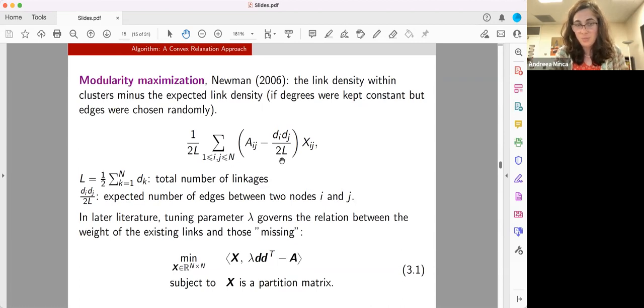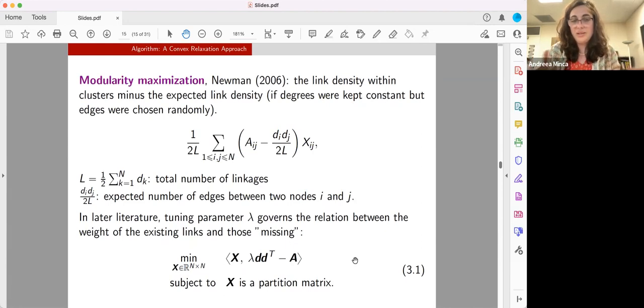A tuning parameter has been introduced. So people realized that instead of dealing with this expected number of edges, one can replace it with a tuning parameter, which gives you the following modularity maximization problem. Actually, here it's written with the difference reversed, so it becomes a minimization problem. And this constraint here, subject to X being a partition matrix, is what makes this problem NP hard.